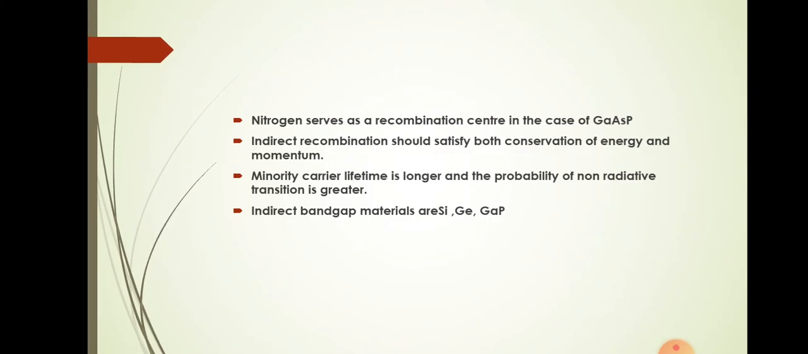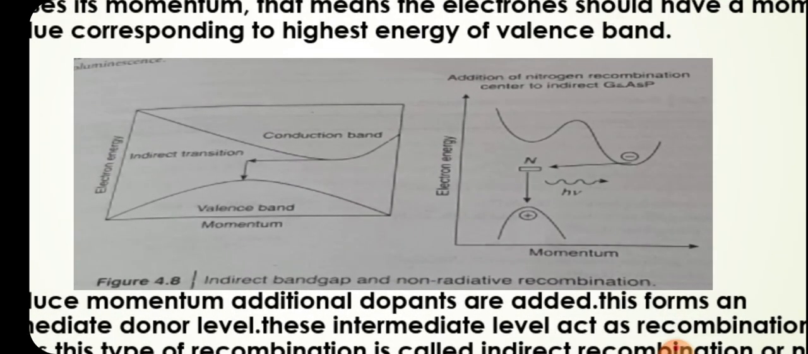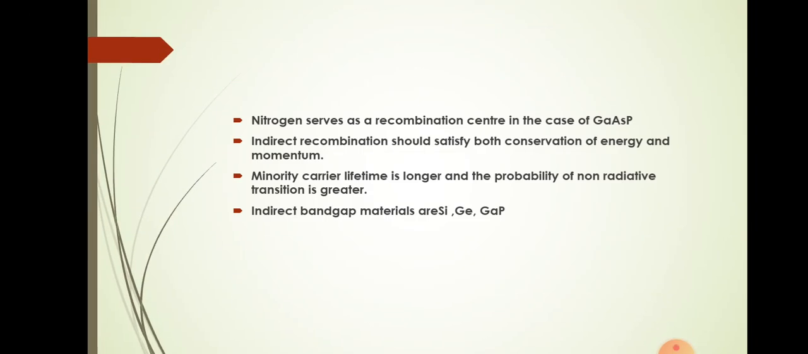And here you can see that there is an intermediate level, and that means nitrogen serves as a recombination center in the case of gallium arsenide phosphide. That means if we are doping it with this material, then that nitrogen acts as a recombination center in the case of gallium arsenide phosphide, GaAsP. Nitrogen, that is shown here. This is shown as N, that means nitrogen acts as an intermediate energy level.